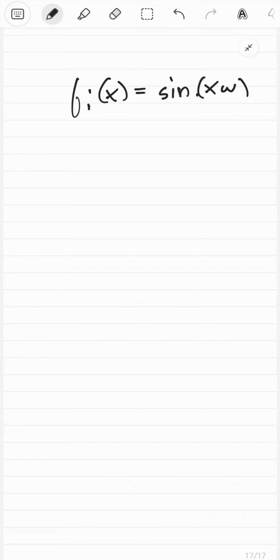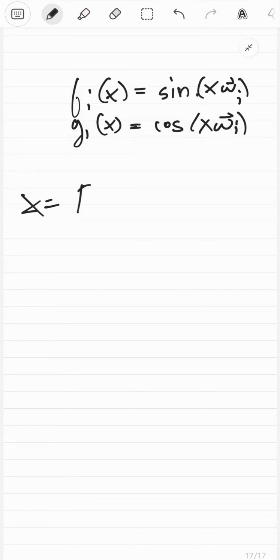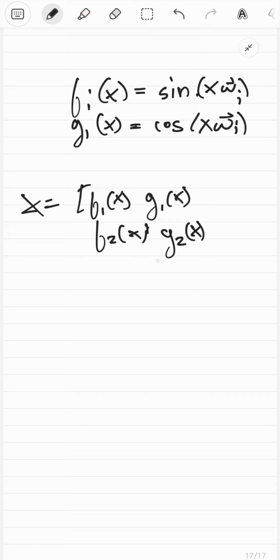Yeah, that's the thing. So omega is just a vector, by the way, right? Next is a matrix in this case. So that's f_i(x), and then g_i(x) is just the same thing but with the cosine: cosine of x times the omega vector, i over there. And so your new capital X would just be given by this thing. It's just f1(x), then g1(x), and then f2(x) and g2(x) and so on. And yeah, that's your Fourier basis.